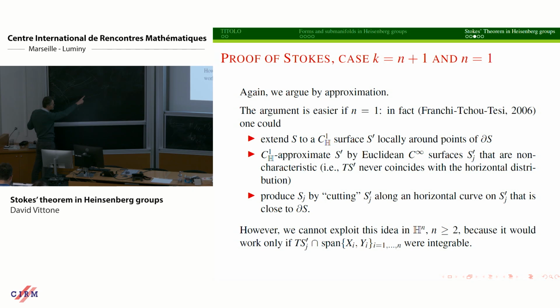We produce S prime, which is three-dimensional. We could approximate it by Sj prime, also three-dimensional, and now we would like to cut Sj prime into two components by using a horizontal submanifold of dimension 2. But to do this, we would need the horizontal distribution on Sj prime to be integrable. And this is something that in general we cannot guarantee. There is no reason why in this approximation the horizontal distribution is integrable.